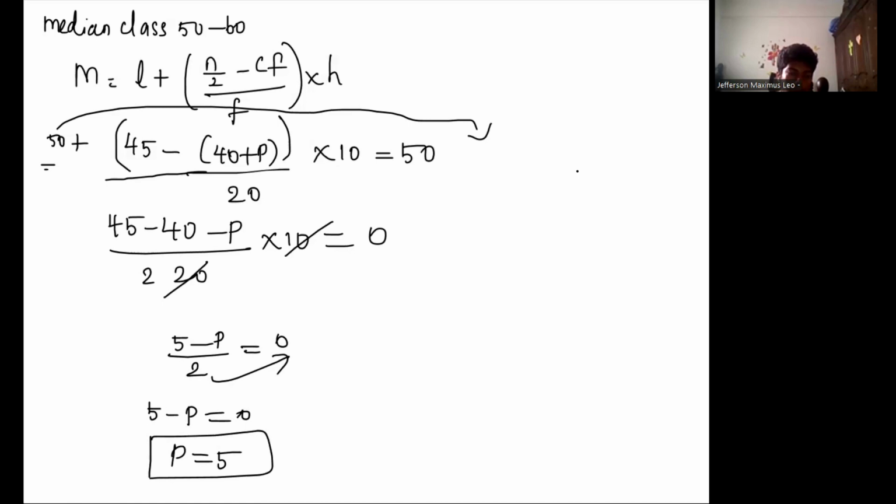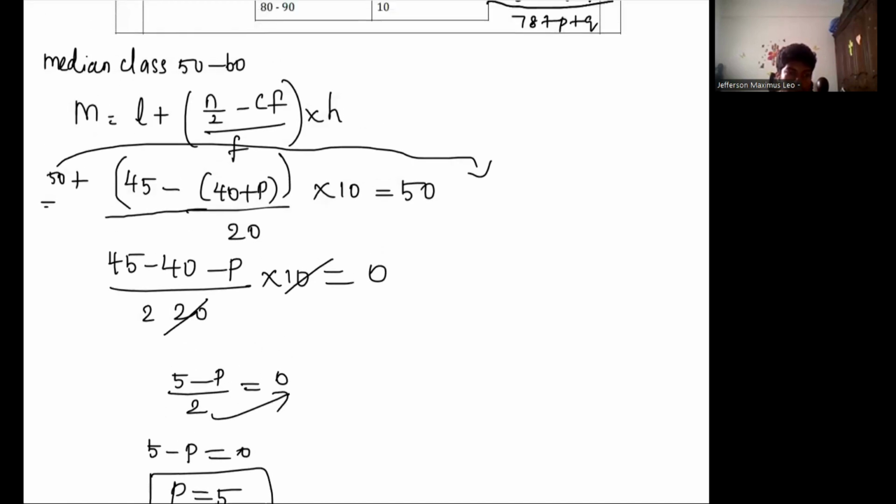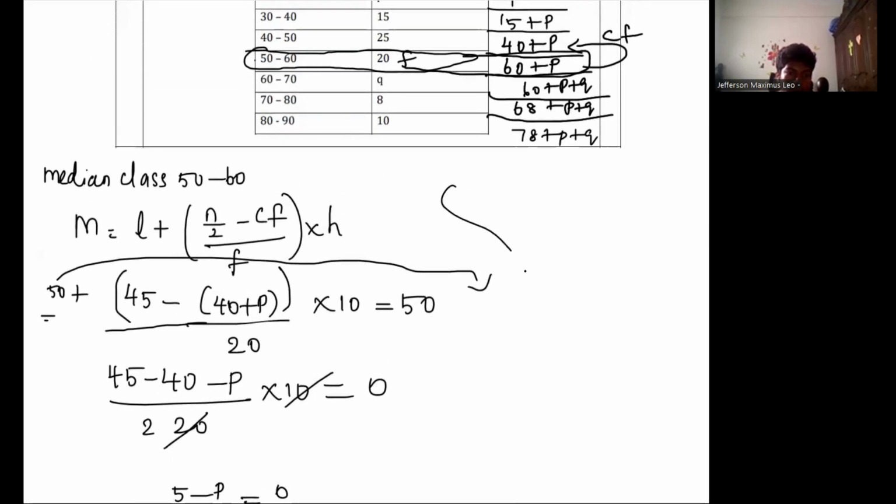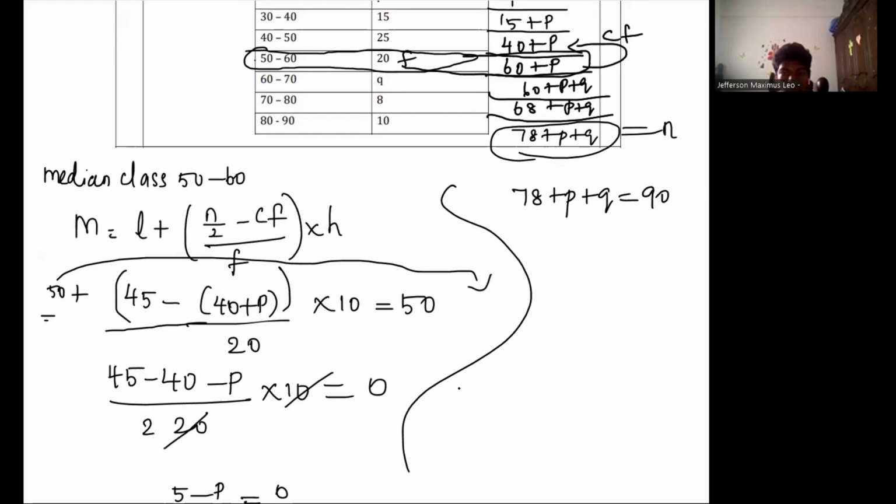In frequency, there is no chance of fractions coming. For P and Q, we should not say fractions. 78 plus P plus Q is equal to N, you know that, right? Yes, ma'am. The last frequency comes. That is equal to 90. Correct? Yes, ma'am. N is 90.